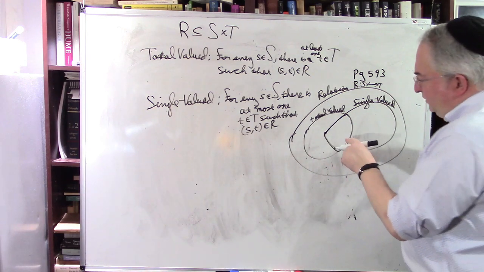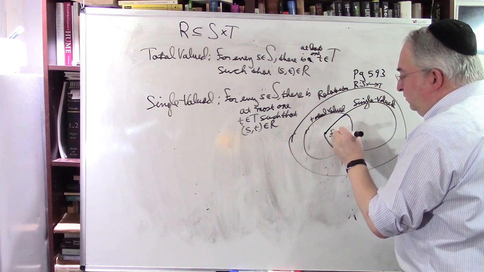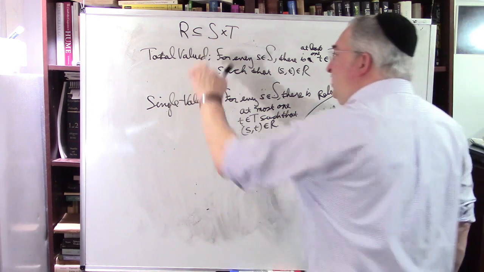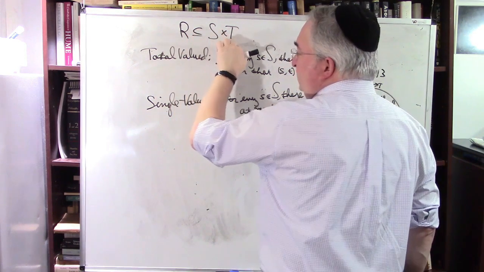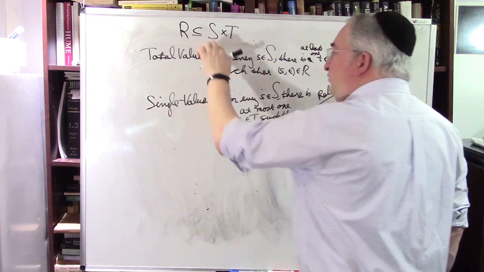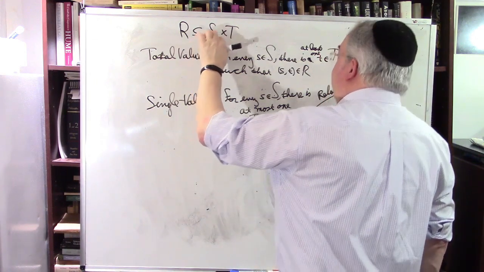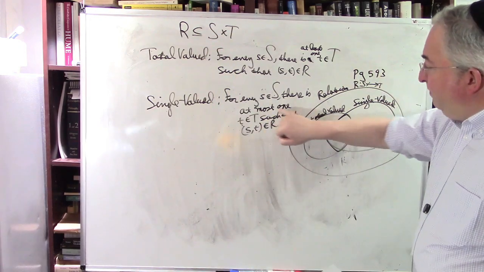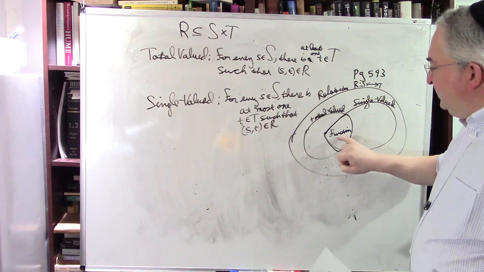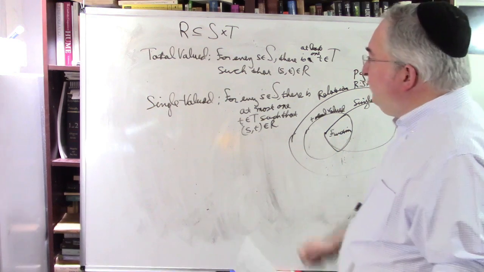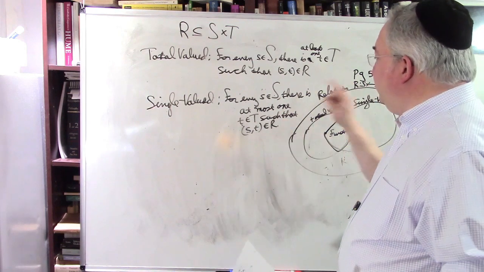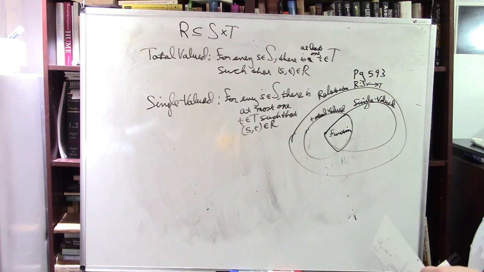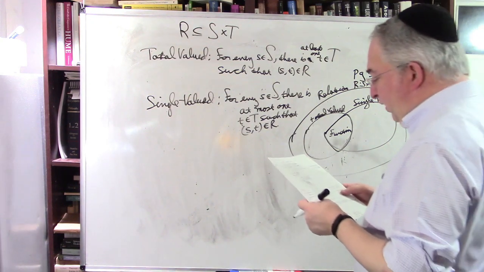Okay, now what do you call these guys in here? What you call these guys are functions. A function gives every one of these guys one of these guys. Every single one, it gives one of these. So something that's at least one and at most one is exactly one, and that's the definition of a function. So for every s, there is exactly one t that's in the relation. So if you're both total valued and single valued, you're a function.